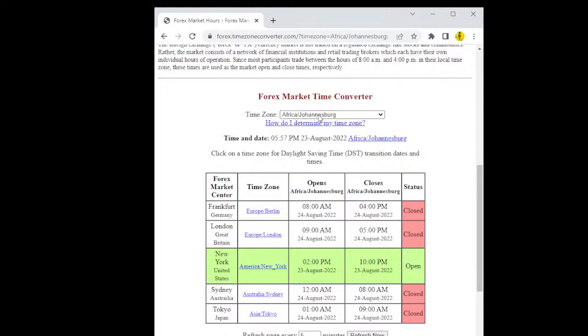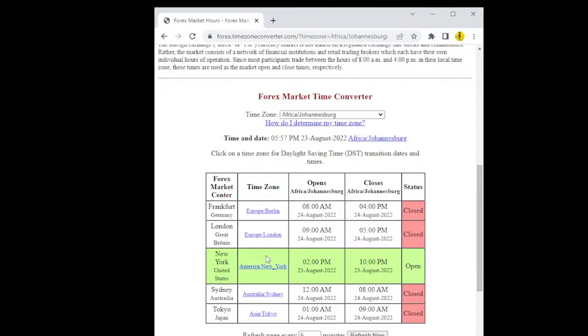So don't forget to change the time zone, otherwise you're going to get different times. So this is what this website is saying. The Germany market starts, you can see it says opens in Johannesburg time. If it's 8 o'clock in Johannesburg, that's when the Germany market actually starts, and it closes at 4 p.m. You guys see that? So the status right now is this market is actually closed.